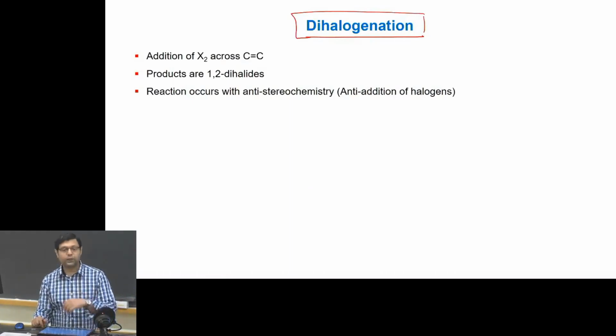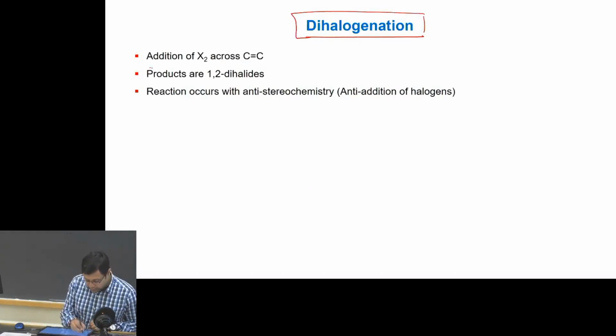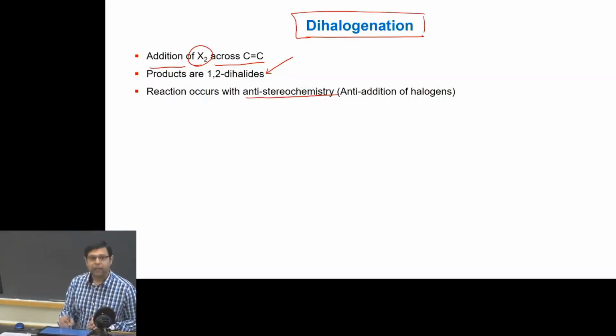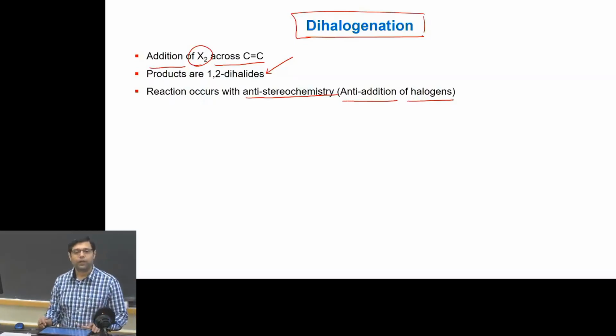Some key points about dihalogenation. It is the addition of X2, where X stands for halogens, across a C double bond C. The resulting products are 1,2 dihalides, and the reaction occurs with anti-stereochemistry, which is an anti-addition of the halogens. Right? So let's understand these statements with the help of an example.